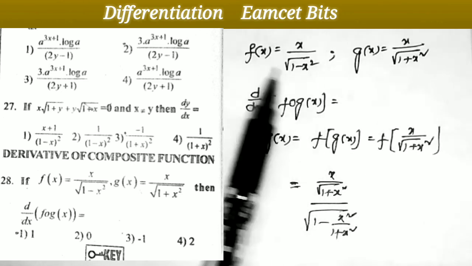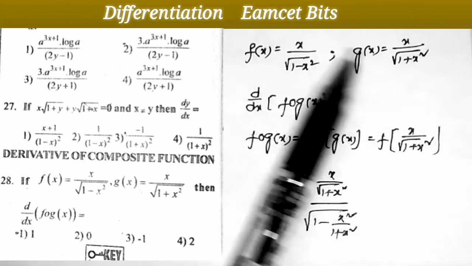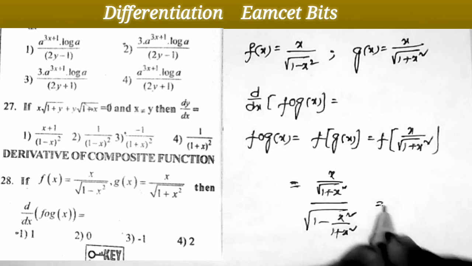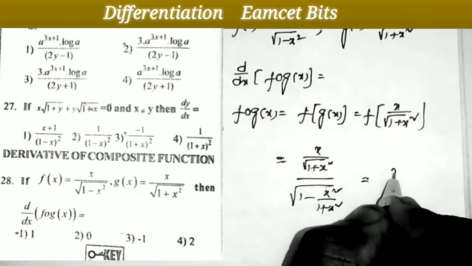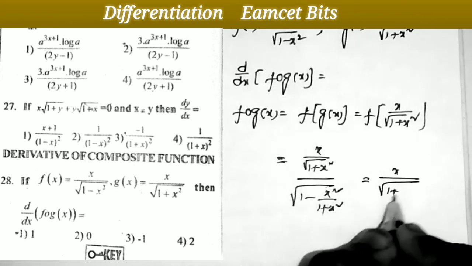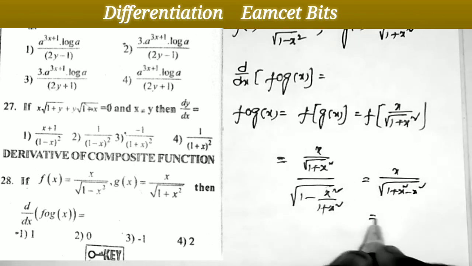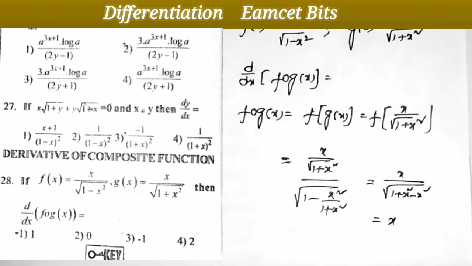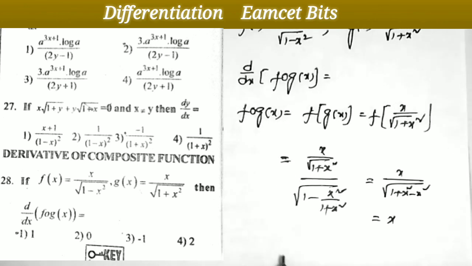Now in this function we are replacing this value in place of x. Now doing the denominator cancellation, then we get x by square root of 1 plus x square minus x square. So this value is equals to only x. So f circle g of x is equal to only x.